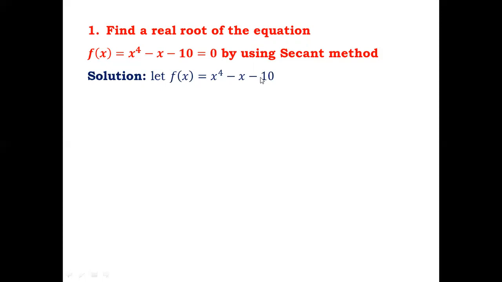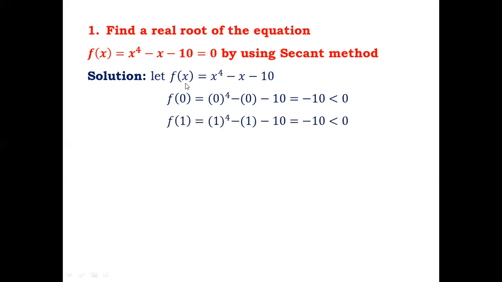We have to find the root. Replace x by 0: 0 power 4 minus 0 minus 10 equals minus 10, less than 0. Then find f of 1. In f of x, replace x by 1: 1 power 4 minus 1 minus 10 gives minus 10, a negative, less than 0. Then find f of 2. Replace x by 2: 2 power 4 is 16, minus 2 minus 10 is minus 12, so 16 minus 12 is equal to plus 4, which is positive, greater than 0.